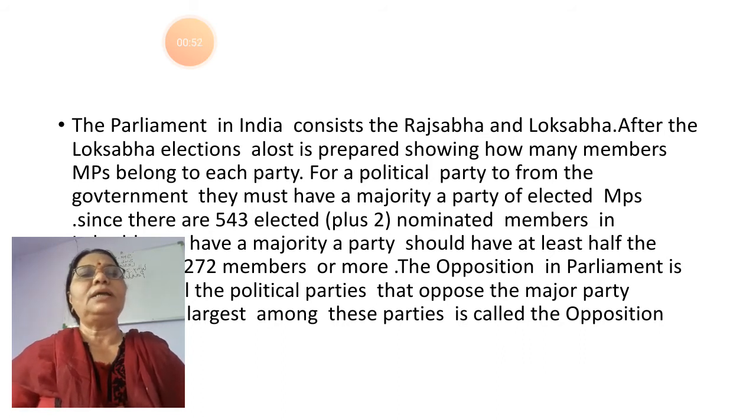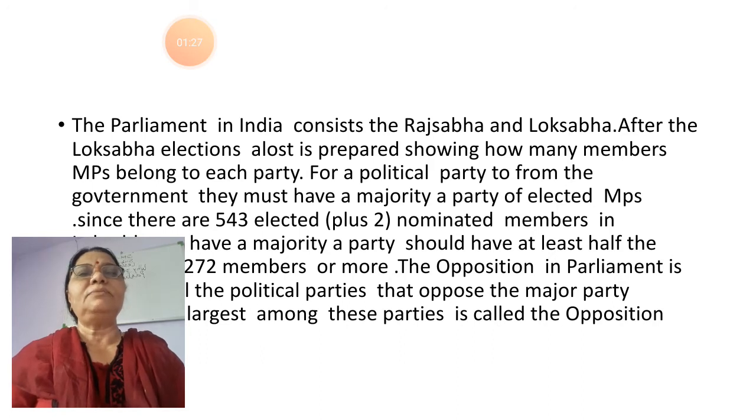After the Lok Sabha election, a list is prepared showing how many members of Parliament belong to each party. Means how many members there are, and which party each belongs to. That is first of all decided by the Rajya Sabha and the Lok Sabha. For a political party to form the government, they must have a majority of elected members of parliament. There are 543 elected plus 2 nominated members.